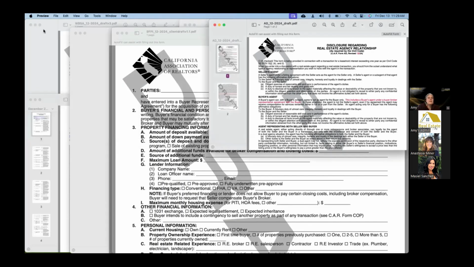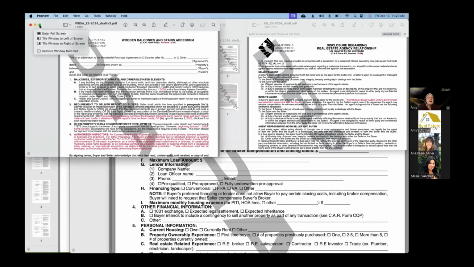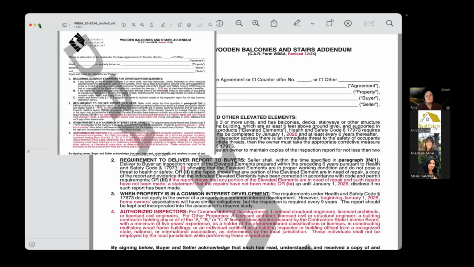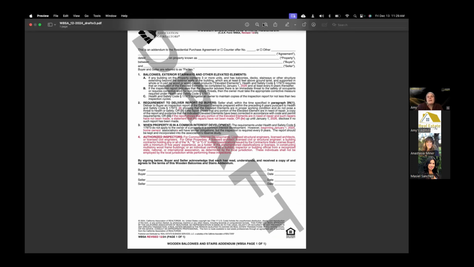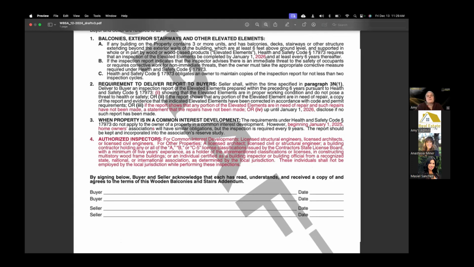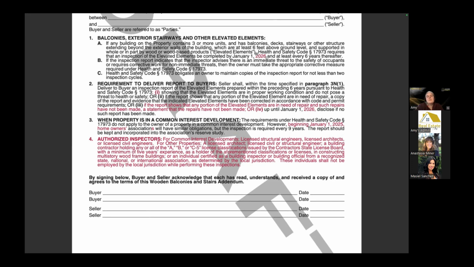What's next over here? We have the wooden balconies and stair addendums. This one gets used for properties with 3 or more units that have balconies, decks, or stairways. They have new requirements for that. So just so you know, that goes into effect by January 2026 to make sure those are safe. So here's the requirement to deliver reports to buyers.